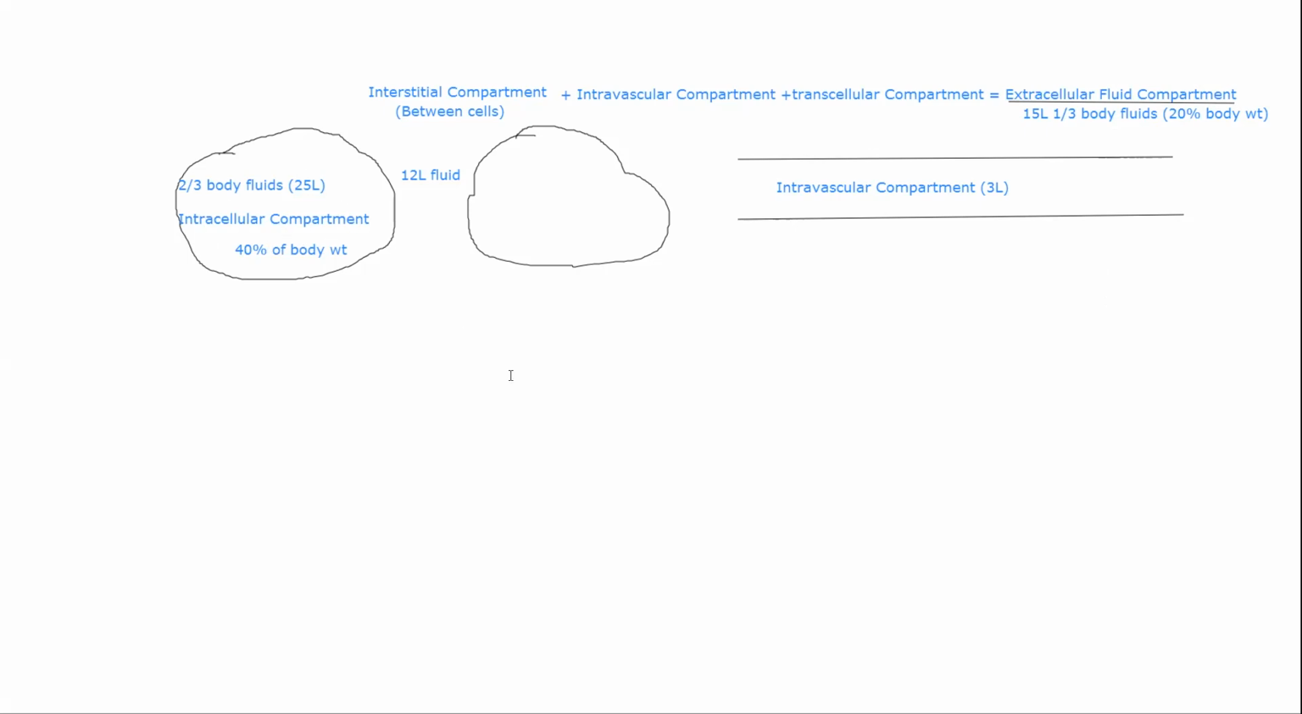Now, we said that there's different concentrations of components inside of each of these compartments. So the concentration of the fluids is going to be different for each compartment. So when we look at the next slide, it's going to tell us that inside of our cells, we have a lot of potassium. Potassium is going to be our major intracellular ion.